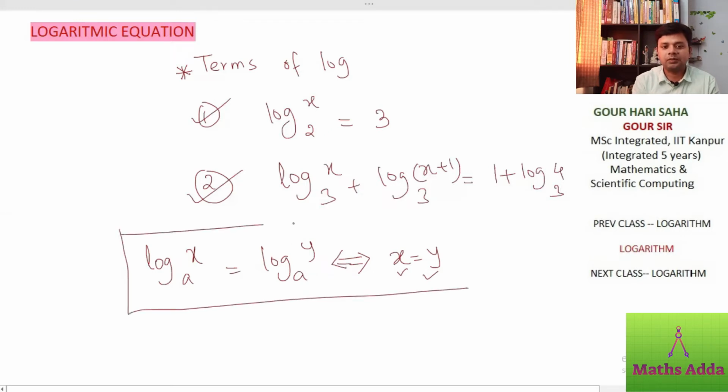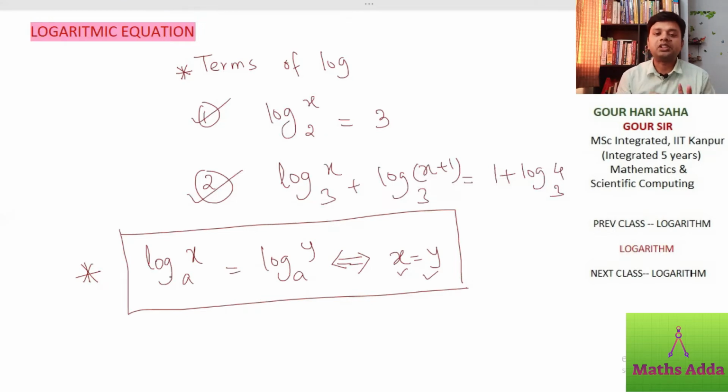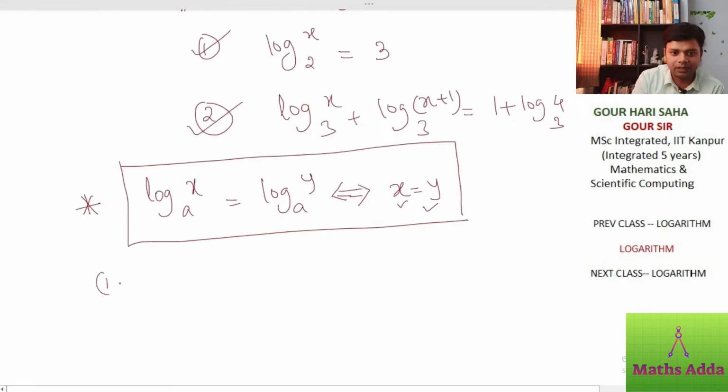But you must remember one thing: x and y must be positive, and a should be positive, not equal to 1. If it is not defined, there is no point in solving a logarithmic equation. Whenever we solve any equation, be it trigonometric, quadratic or any other algebraic equation, you solve in the region where those terms are defined. So here in terms of log, x and y should be positive and base a should be positive, not equal to 1. Clear?